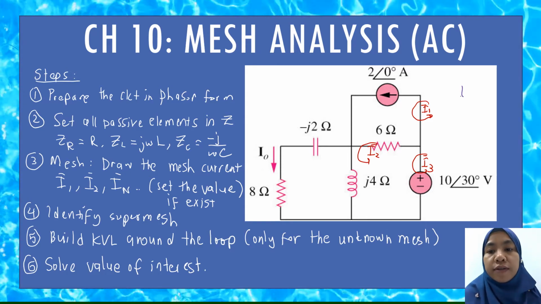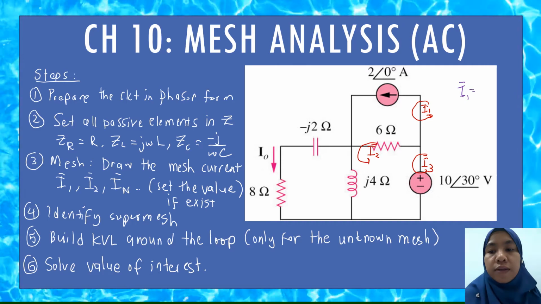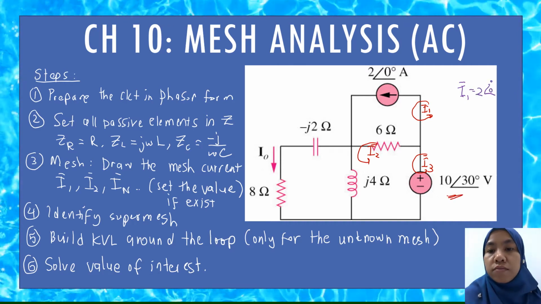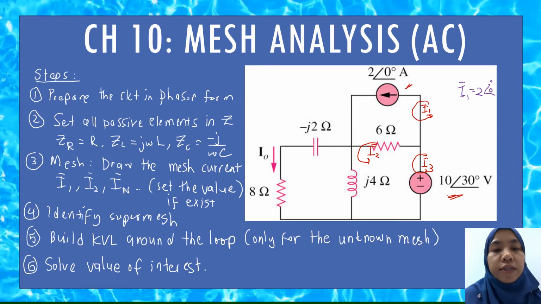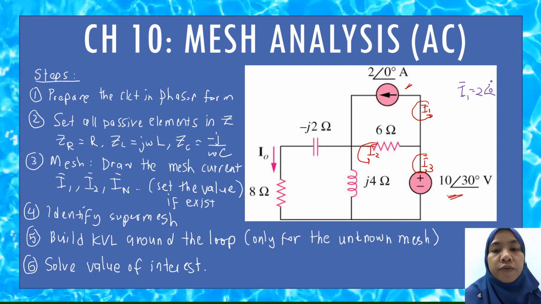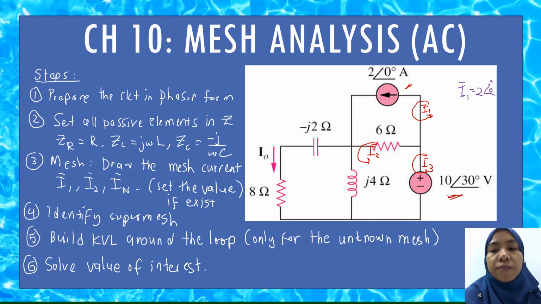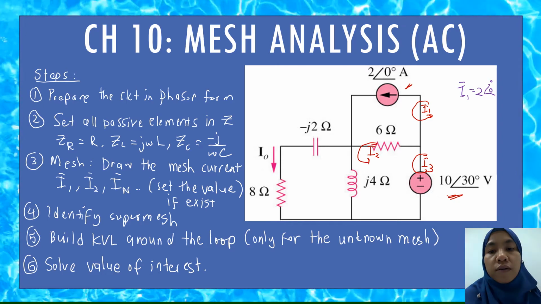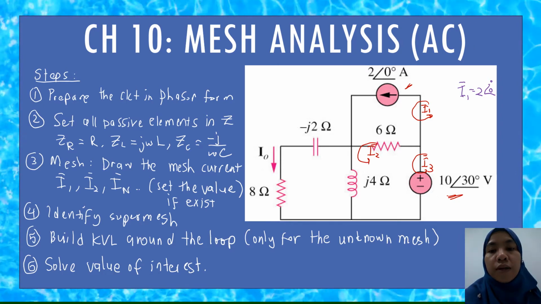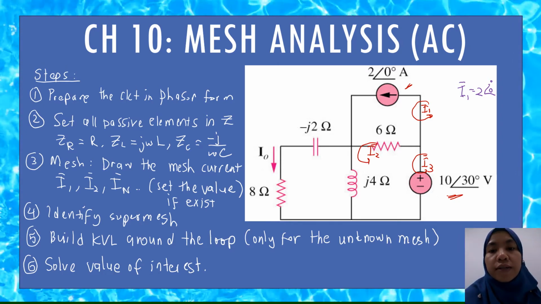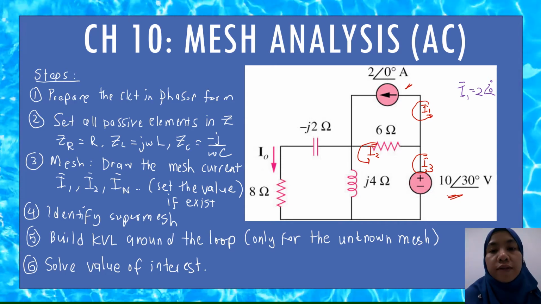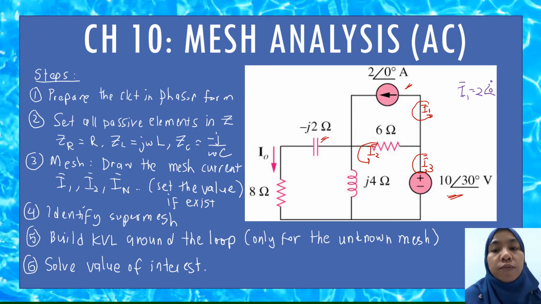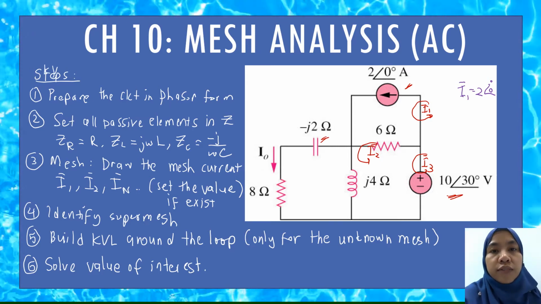So if you look at the example here, the sources are in phasor form. And if we go to step number 2, all the passive elements here, the capacitor, inductor, and the resistor, are all in impedance. How do you know? It's just by looking at the unit of the impedance. Like the capacitor here, they have negative j2 ohms. And then we go to step number 3.